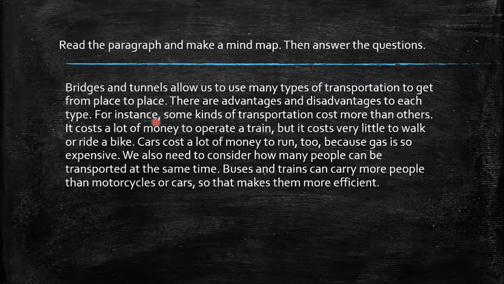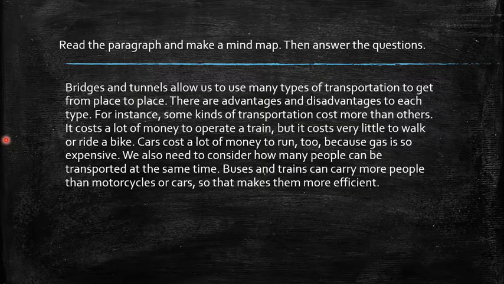For instance, which means for example, some kinds of transportation cost more than others. It costs a lot of money to operate a train, but it costs very little to walk or ride a bike. Cars cost a lot of money to run too, because gas is so expensive. We also need to consider how many people can be transported at the same time. Buses and trains can carry more people than motorcycles and cars, so that makes them more efficient.